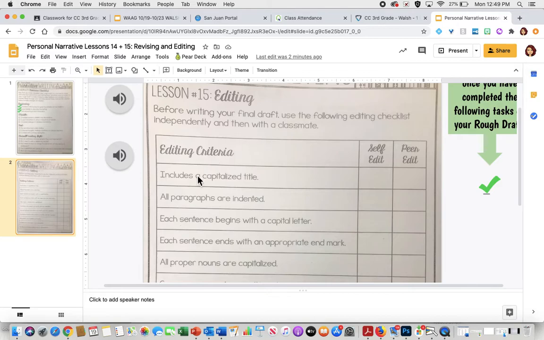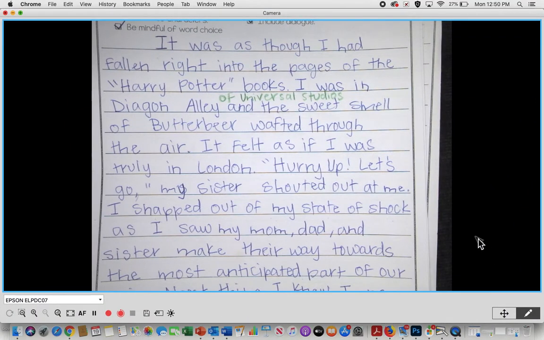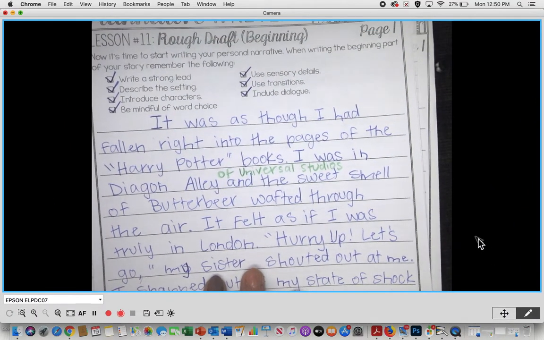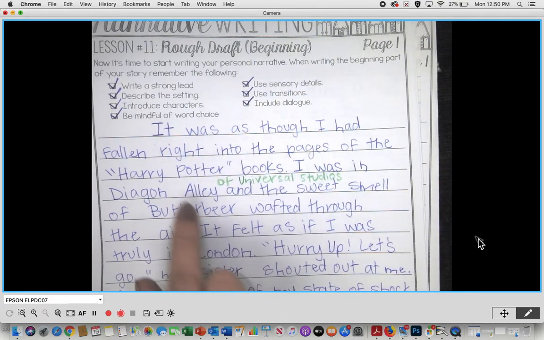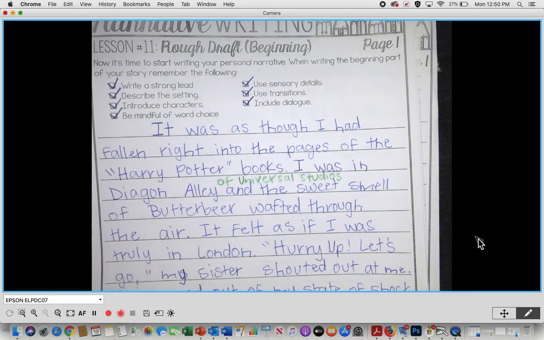And so we're going to start with this first one right here, and I already know I have not done this. So it says, include a capitalized title. Well, I know I didn't include a title for my rough draft, so now I need to add a title to my story. And so I'm going to go ahead and come up with a title for my story. And I want to make it something exciting that my reader will want to read.